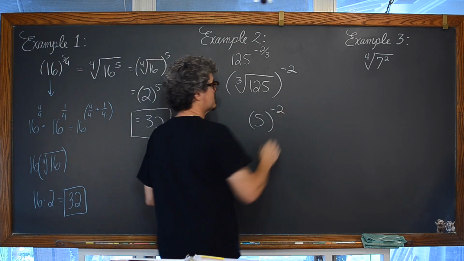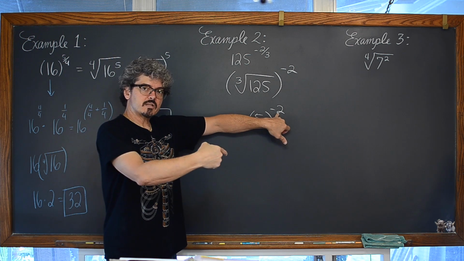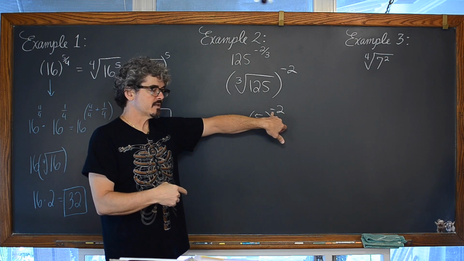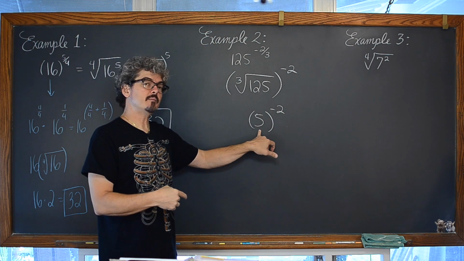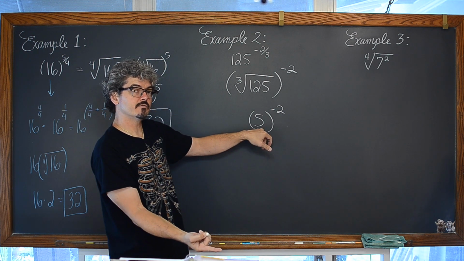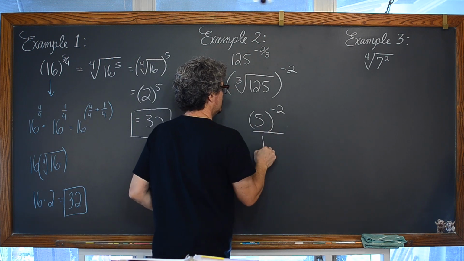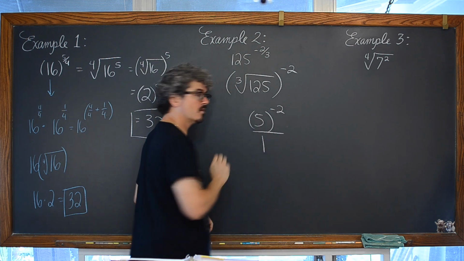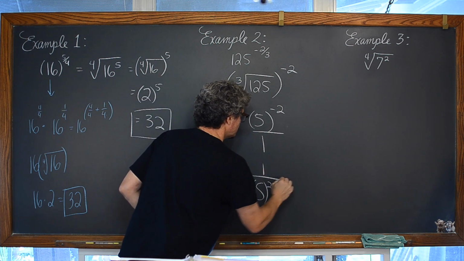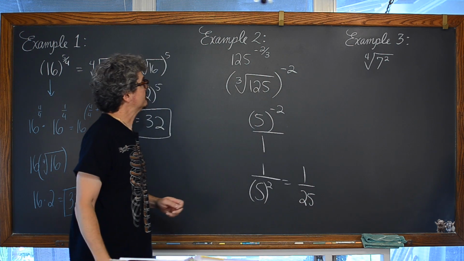Now that's being raised to the negative 2 power, and on that first page of notes, we talked about how if you have a base raised to a negative power, then you can simply move that base either from the numerator down to the denominator or vice versa, from the denominator of your fraction up to the top. So this 5 raised to the negative 2 power over 1 can be written as 1 over 5 squared, which is equal to 1 over 25.